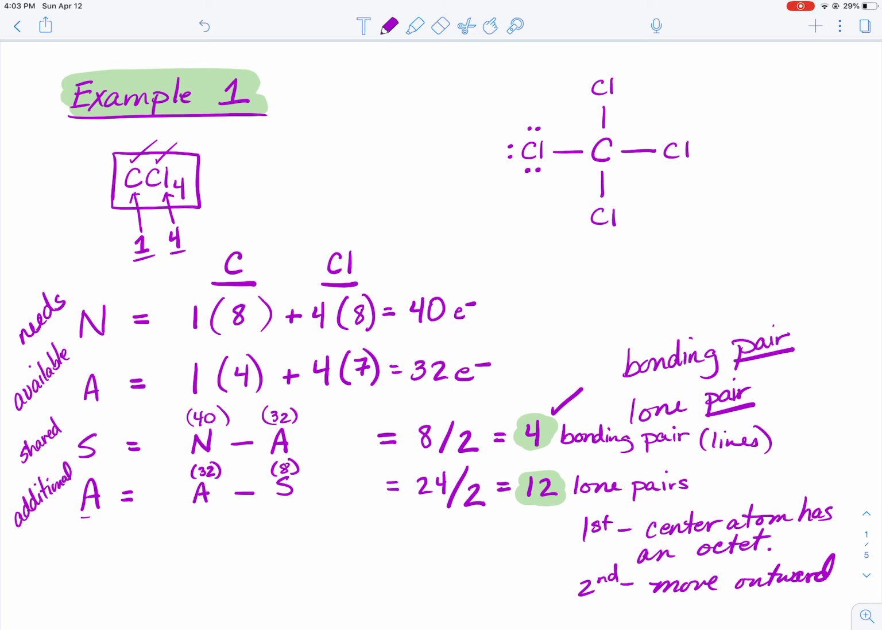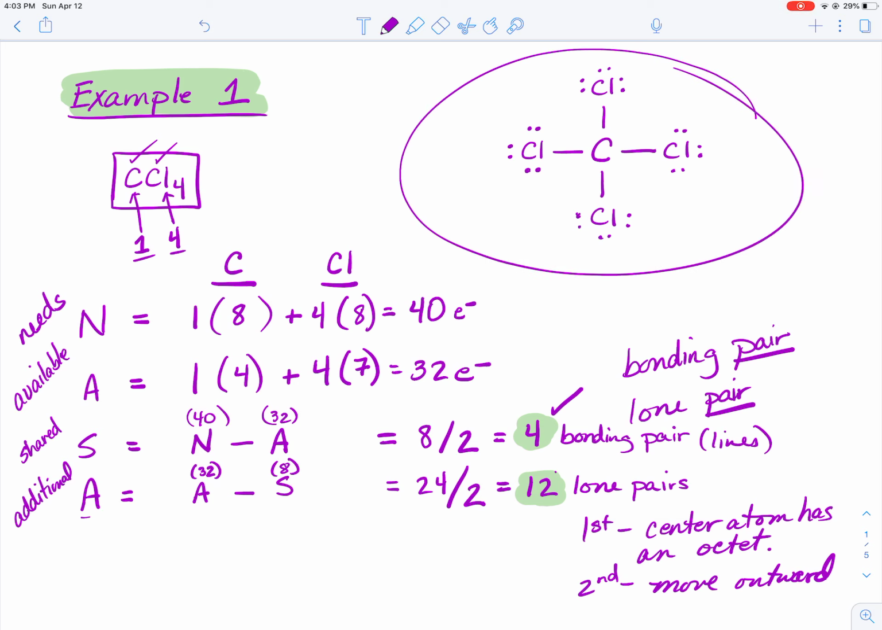And if you look, there are 3 more atoms that also fit that same criteria and need 3 lone pairs, which is 9. That's how many I had left over. If you count them all up, that ends up being 12 total lone pairs. With that being said, because you've now matched the bonding pairs and lone pairs to your structure, that is the completed Lewis structure for carbon tetrachloride.